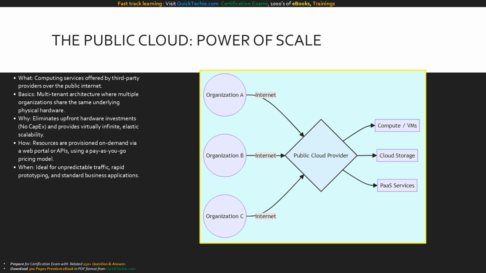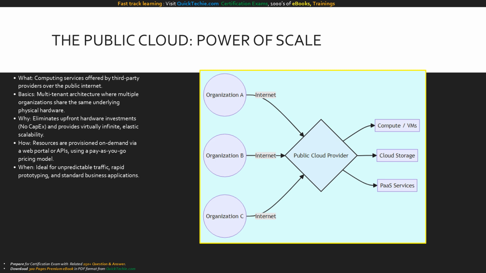Why is this so attractive to businesses? Because it completely eliminates upfront capital expenditure. You don't need to buy servers or lease data center space. Instead, you gain access to virtually infinite scalability. How do you use it? You simply log into a portal or use APIs and provision what you need in seconds, paying only for the exact compute or storage you consume.